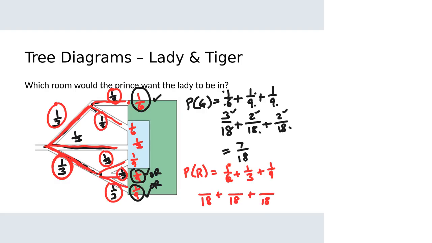We're going to rewrite each of these fractions with 18 as our denominator. Multiply denominator by 3, numerator by 3. Denominator by 6, numerator by 6. We're saying that 6/18 has the same value as 1/3. Denominator by 2, numerator by 2. And now we add these. 3 and 6 is 9, and 2 is 11/18. So the probability that he ends up in the green room is 7 out of 18. The probability he ends up in the blue room is 11 out of 18. So he would want the lady to be in the blue room so that he doesn't get eaten by the tiger.